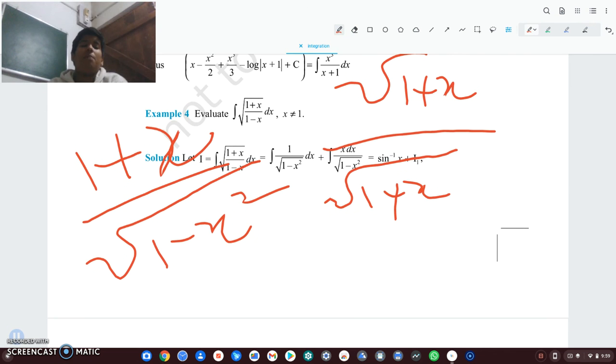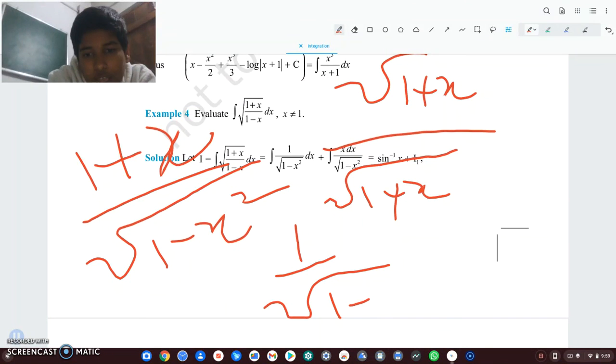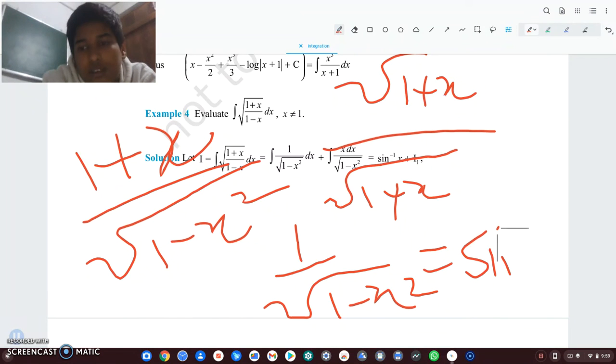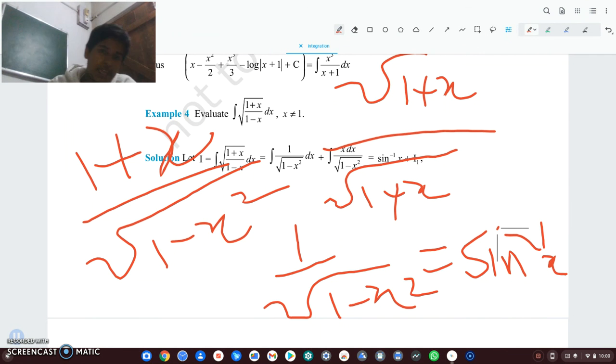Now, 1 upon root under 1 minus x square. Integration of this would be sine inverse x. And how can we check it? Integration is the antiderivative, so we can check it by differentiation: differentiation of sine inverse x would be 1 upon root under 1 minus x square. This is the only method by which we can check it.